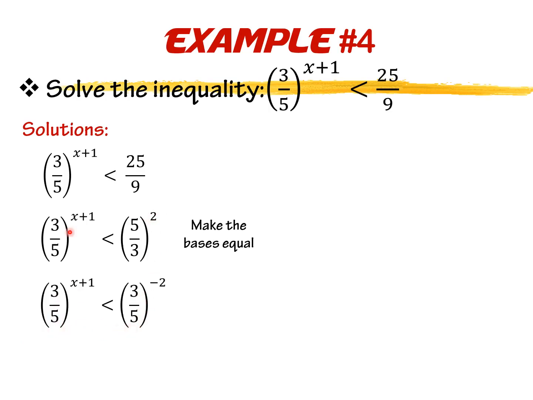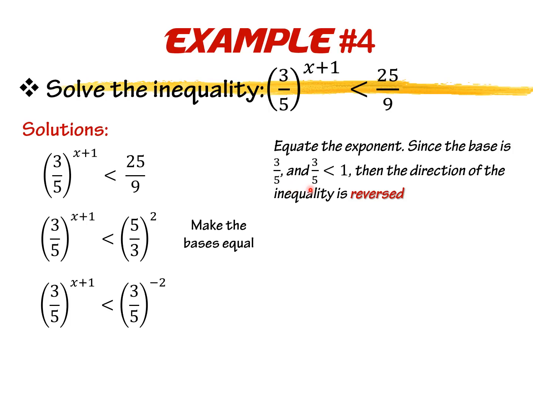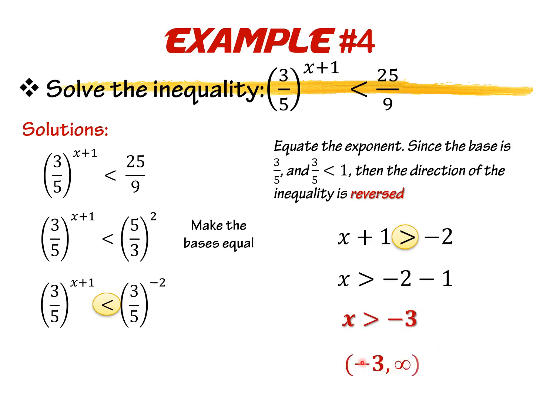They are now equal. So we can now have the inequality, but we have to consider again the base. So 3/5 is less than 1, that is equal to 0.6. So it is less than 1, therefore the inequality is reversed. So we will have now x plus 1, instead of less than, that will give you greater than negative 2. And then solving for this, you will have x greater than negative 2 minus 1, so that will give you x is greater than negative 3. So in interval notation, we will have open parenthesis, negative 3 to positive infinity. So this will be your solution set.